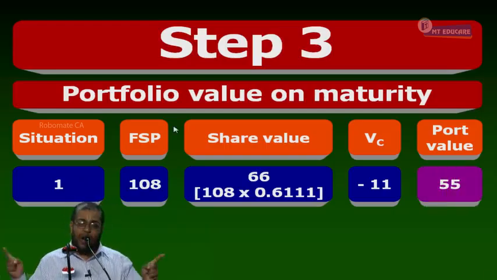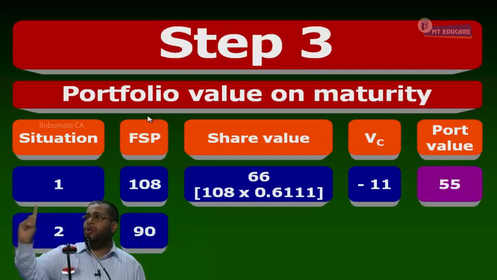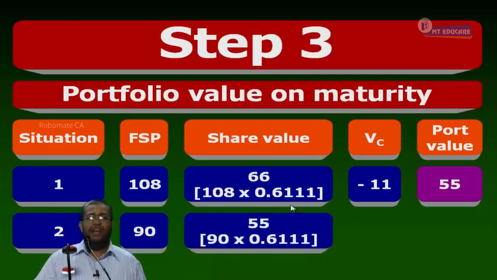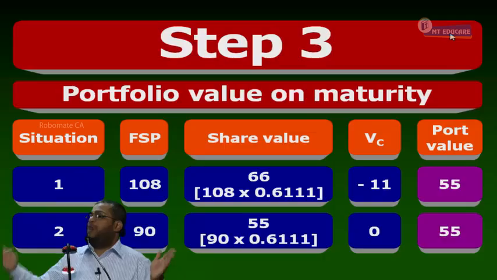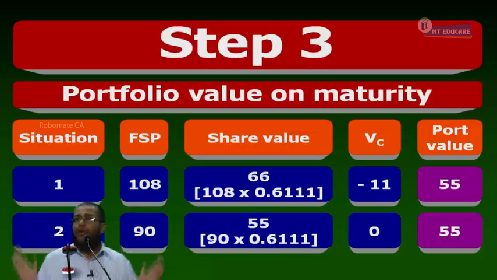If the FSP is what? 108. No, sir. FSP is not 108. FSP is 90. In that case, if I hold 1 share, what is my wealth? 90. I hold how many shares? 0.6111 shares. What is my wealth here? 55. The call is worthless. The portfolio value is 55. Respond yes or no? No. Whether the FSP is 108 or the FSP is 90, my portfolio gives me the same value of 55.